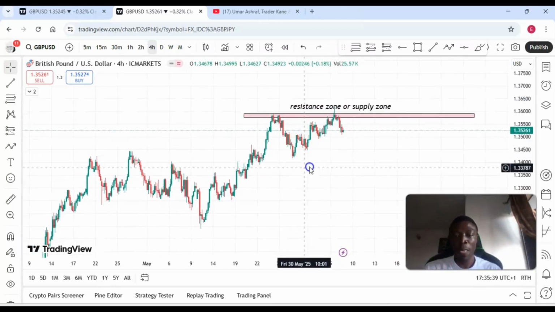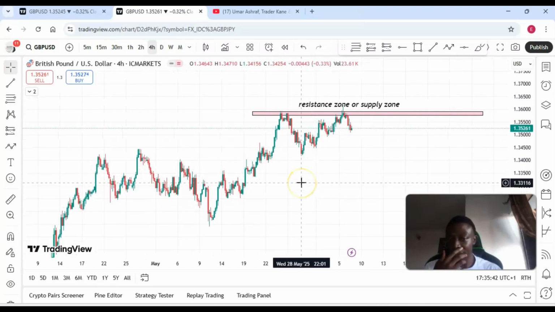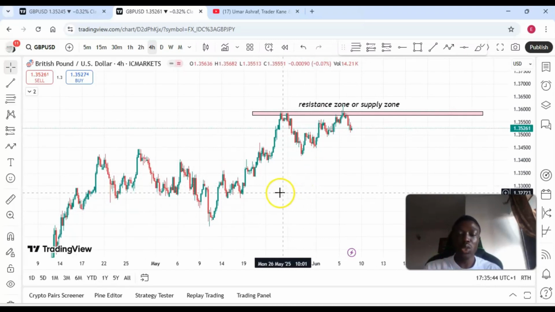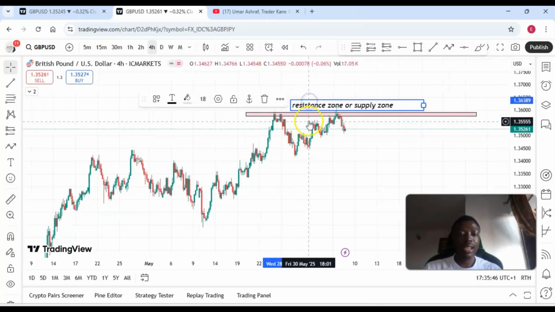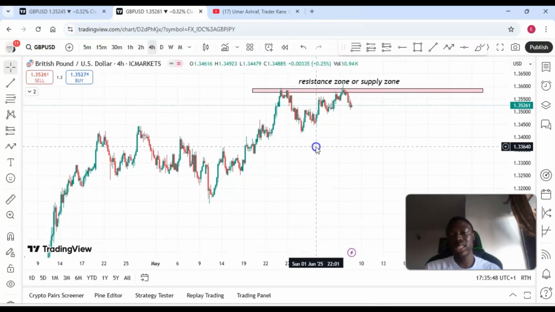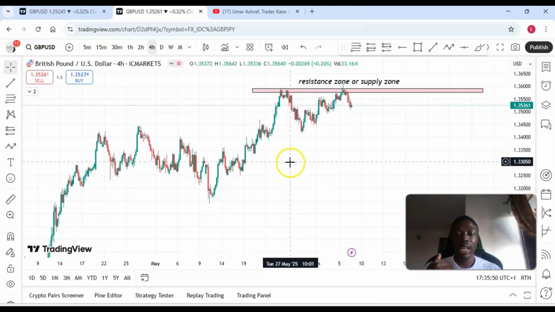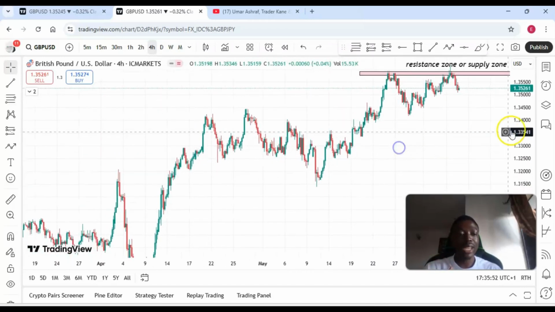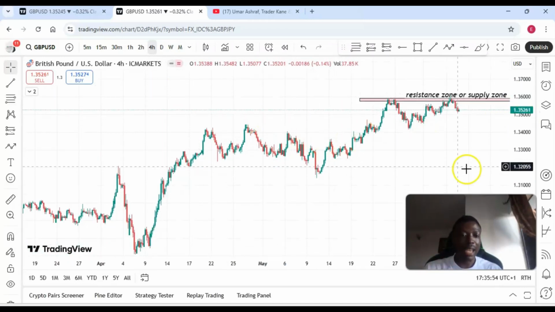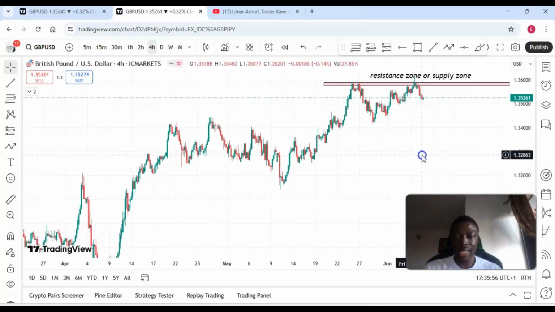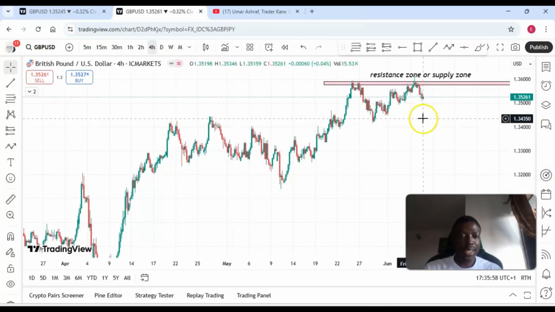It's always up. Now the second is the support level. Like I said, resistance is a supply while support is the demand level. Now let's start with this. This is a 4 hours time frame and this is GBP USD.